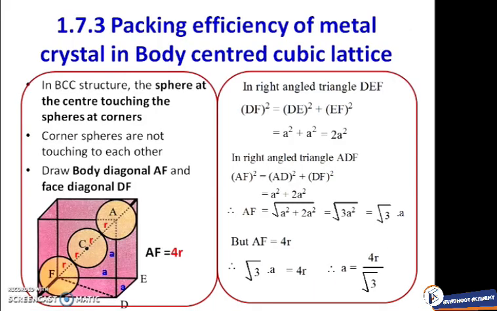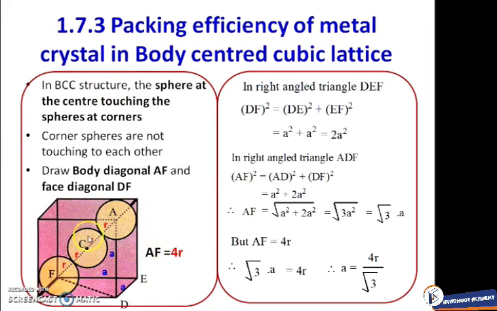Now next, that is packing efficiency of metal crystal in body-centered cubic lattice. Now we know that in body-centered cubic structure, atoms or spheres are present at the center and at the corners. Most important thing is the center atom touches the spheres or atoms present at the corners. Corner atoms are not touching each other, and this is the diagram.